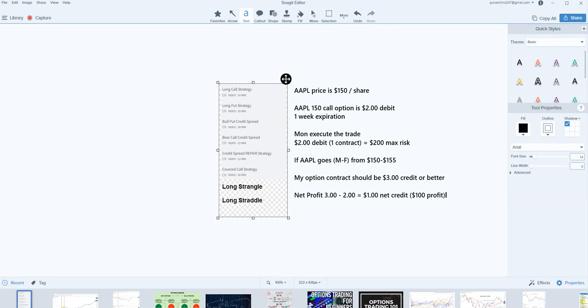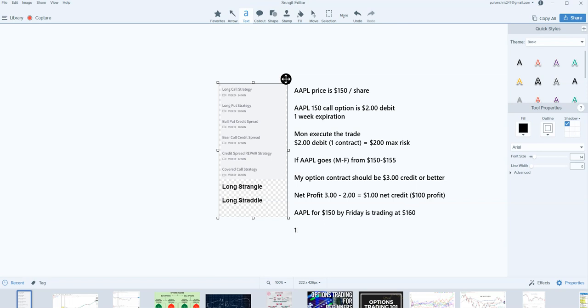Okay. Now here's the good thing. Now you're looking at that like, well, I mean, I have $200 of risk. I'm only making $100 in profit. That's true. It's not exactly a high reward to risk. But let's say that Apple, same situation. Let's say Apple for $150 by Friday is trading at $160, right?